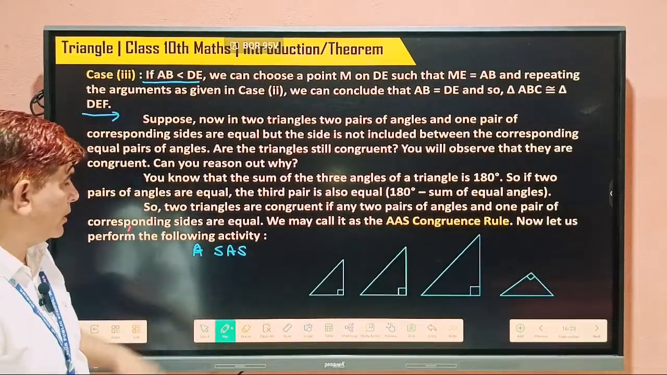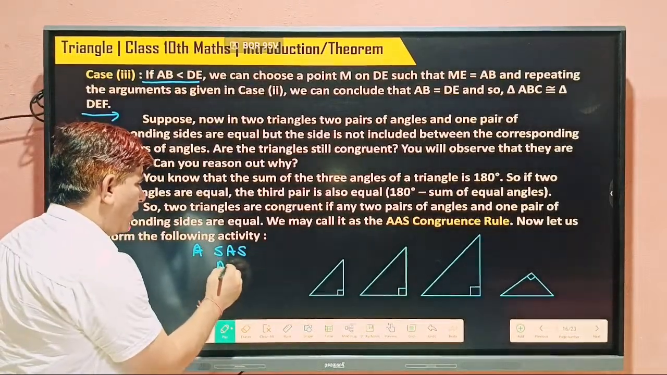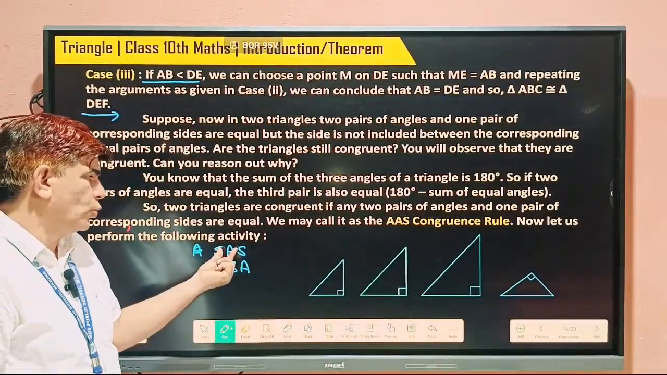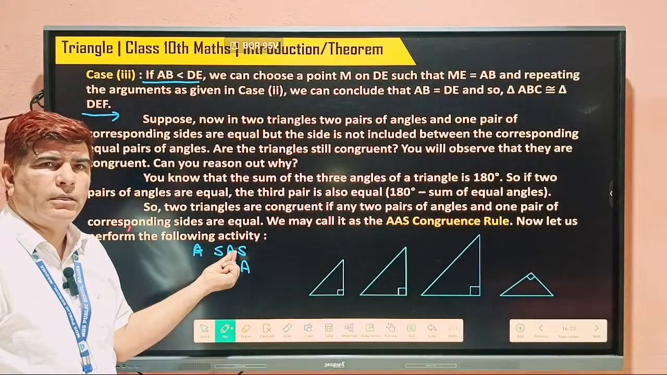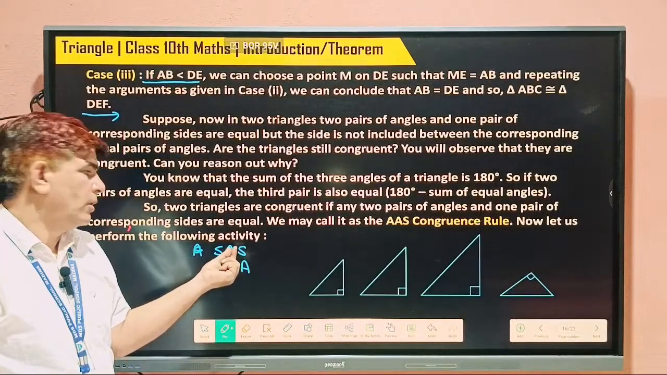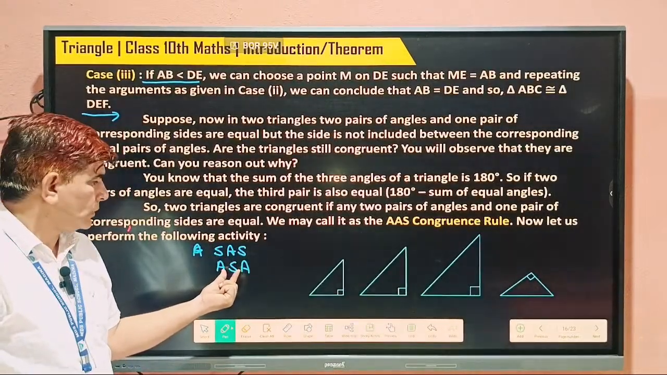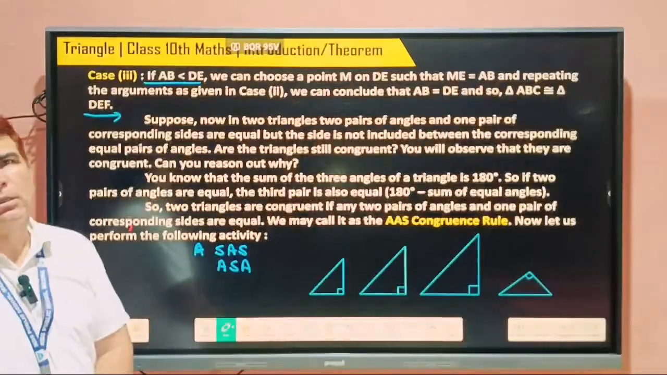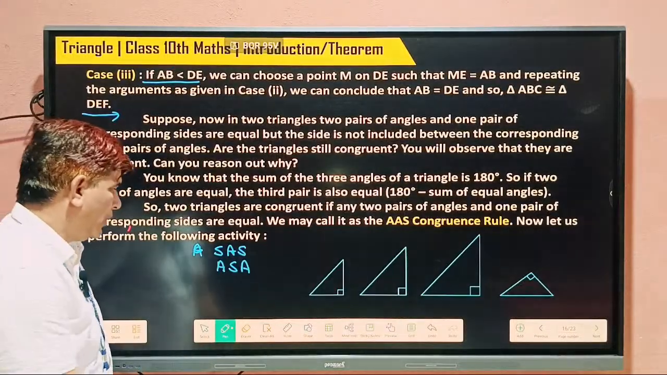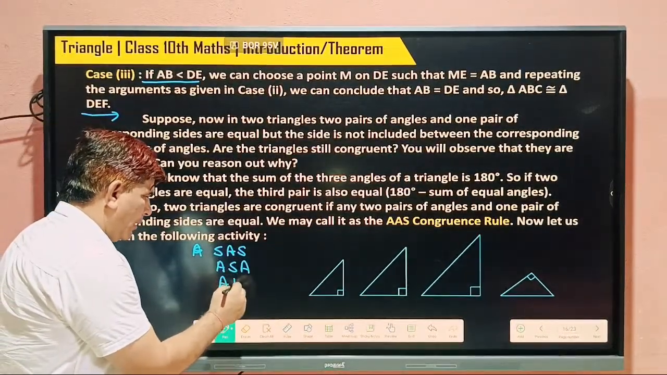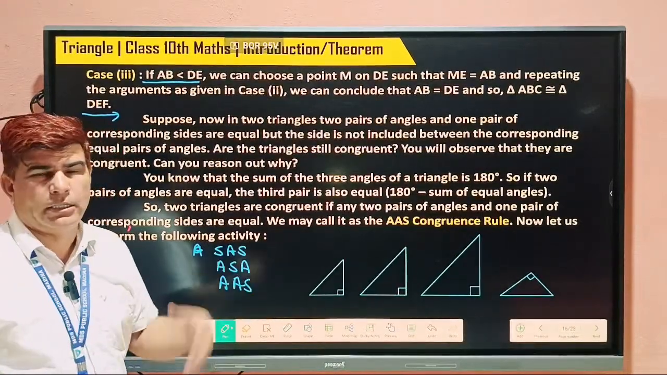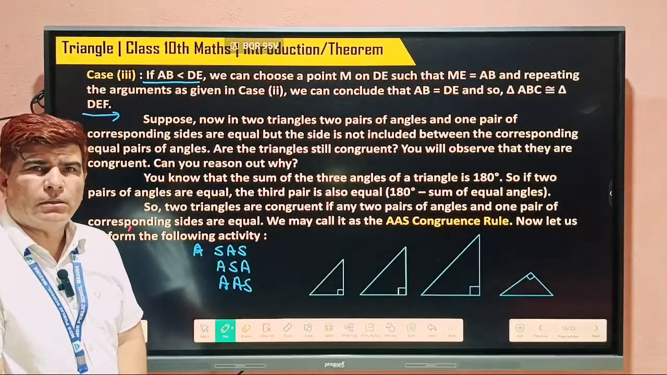Then with the help of this, we proved ASA. What's its meaning? Two angles and the included side. Understood? And then with the help of this, we can say AAS also. AAS means angle, angle, side. Why?